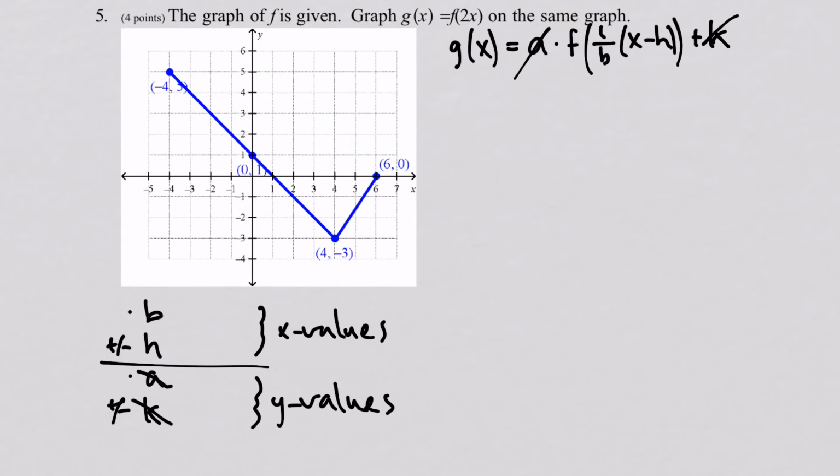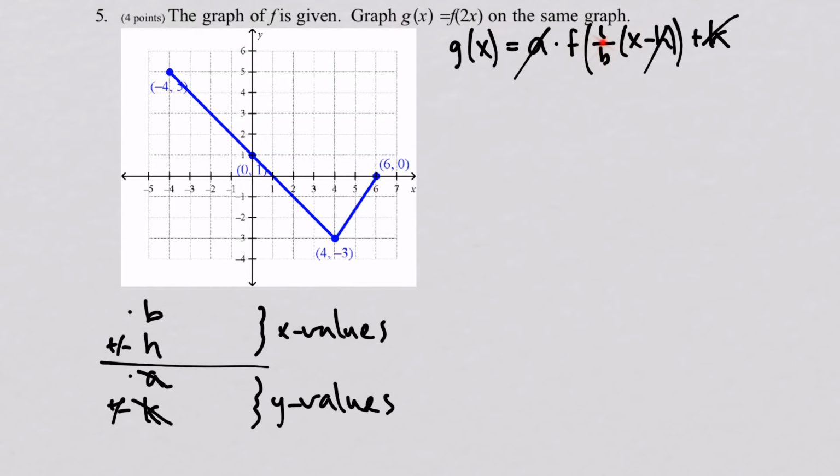Now, how do I know if it's related to b or to h? I look at the way that my function is written, right? It's written like this: x minus h. H is always added or subtracted to x right here inside of these parentheses. That's not happening here. If you guys look at that, there's no x plus 2 or x minus 2 here. So it's not h either. It has to be related to b.